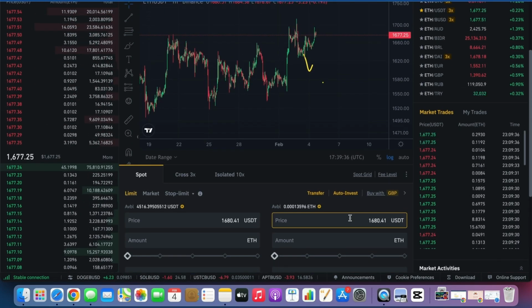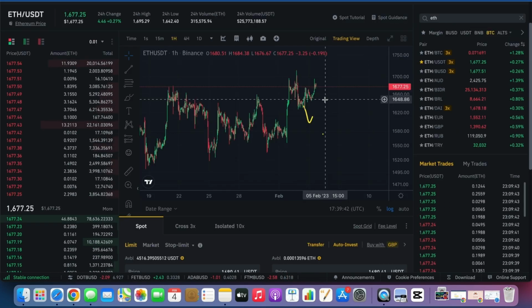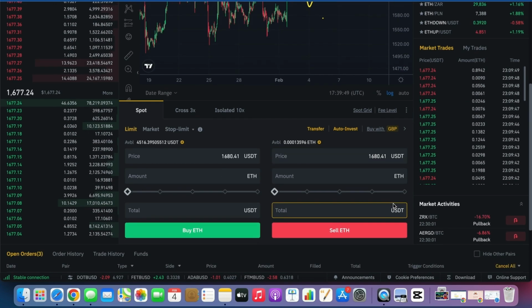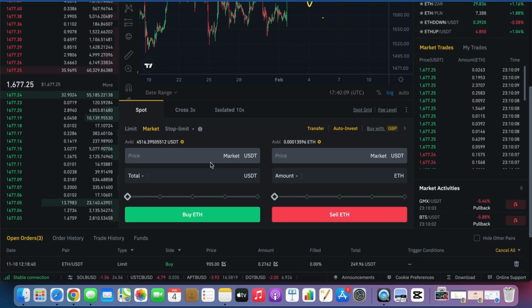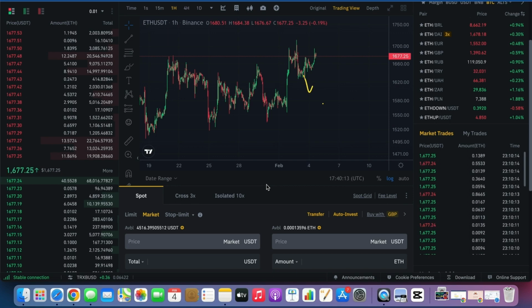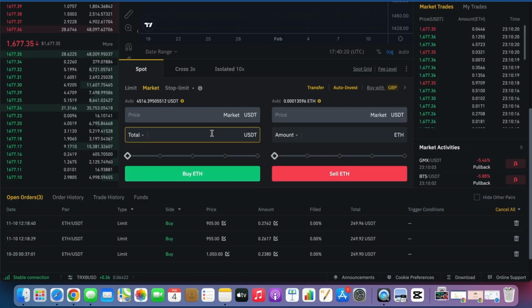Okay, now imagine you want to buy cryptocurrency. In this case, you want to buy Ethereum. Now the Ethereum price is 1,677. If you want to buy Ethereum at this very moment, you can select this market tab. That means if you place a buy order here, at this very moment that buy order will be filled at the relevant market price. You can click on this buy icon, right?